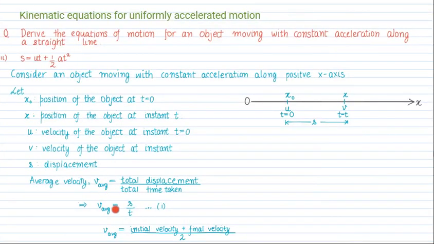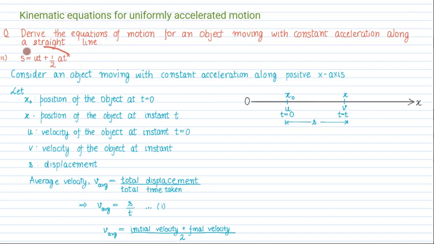Then using the average velocity formula, the average velocity is total displacement upon total time taken. Also, your average velocity can be written as the initial velocity plus final velocity divided by 2. Using these two expressions, I have derived my second kinematic equation, which is s equals ut plus half at square, where s is the displacement, u is the initial velocity, a is the acceleration, and t is the time interval.